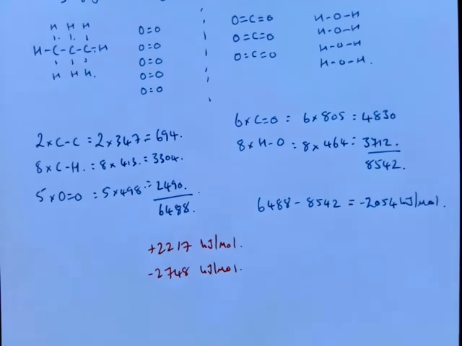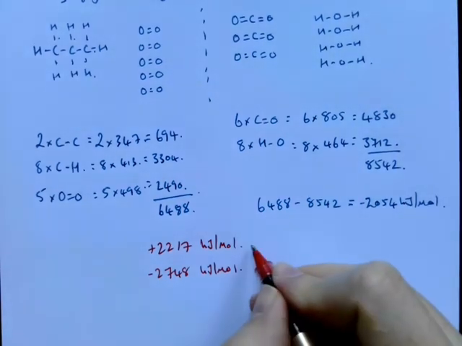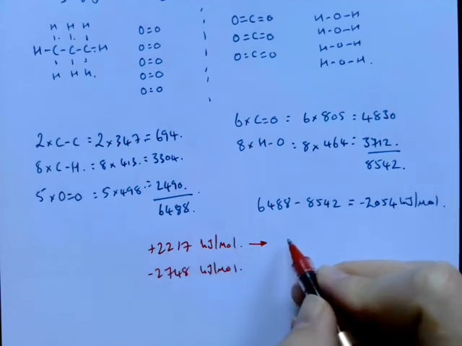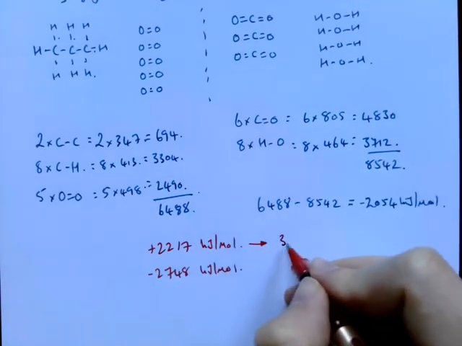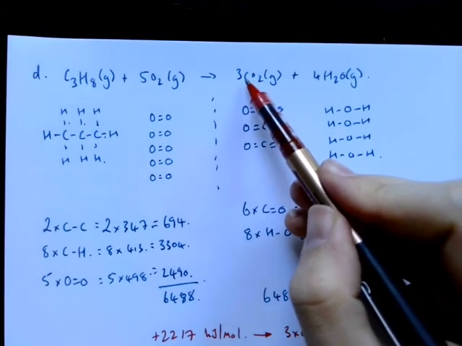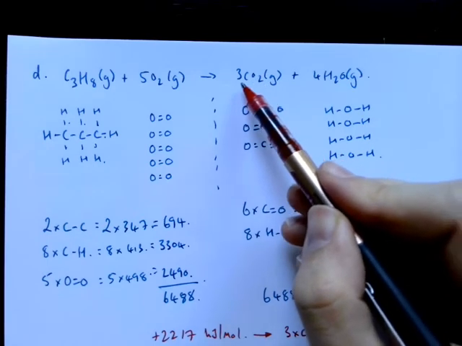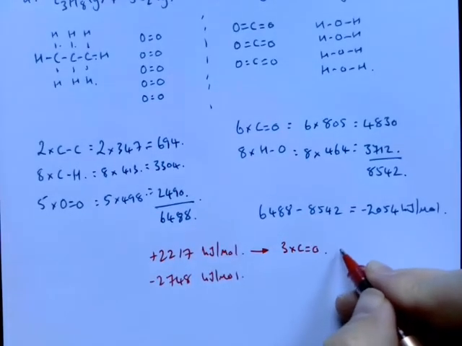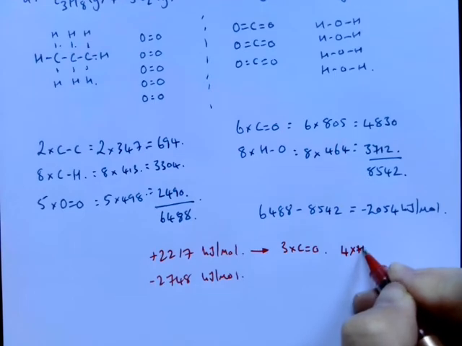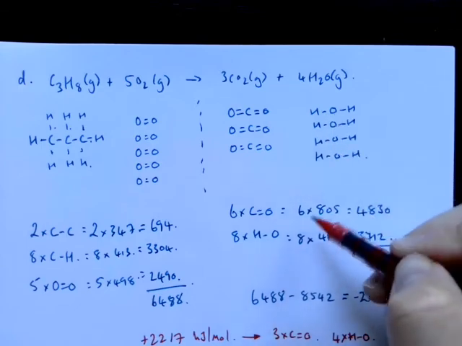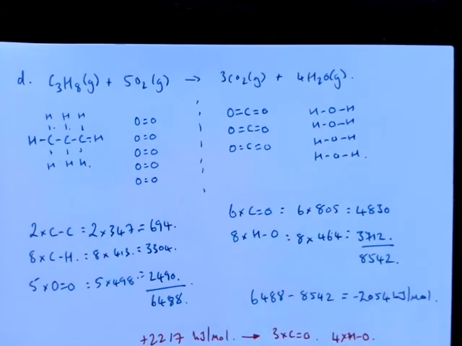Okay, now if that was you, if you did get this number, it's because instead of 6 C=O double bonds, you had 3 times C=O. So you just looked at this and thought, oh, well, look, that's got a C=O in it, and there's 3 of them, so there's 3 C=O bonds. But actually there's 2 in each one, so there's 6 overall. And you made the same mistake for 4 times H-O, where there are 4 water molecules, but each water molecule has 2 H-O bonds, so there are 8 H-O bonds.